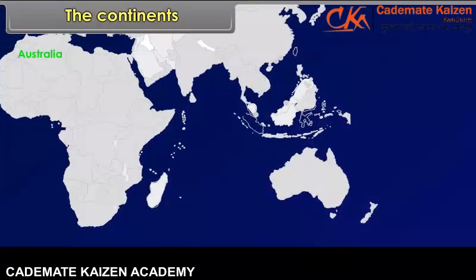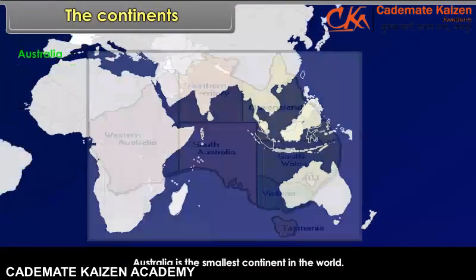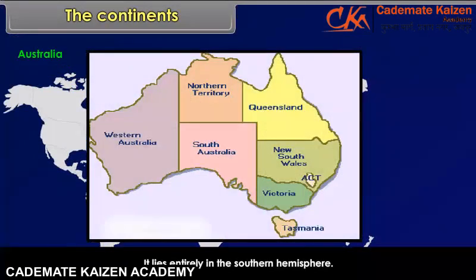Australia. Australia is the smallest continent in the world. It lies entirely in the southern hemisphere. It is surrounded on all sides by oceans and seas. Because of its smallest size, it is called an island continent.